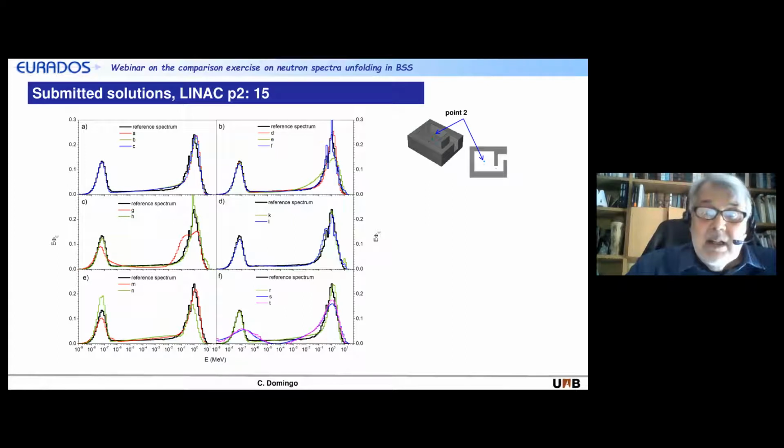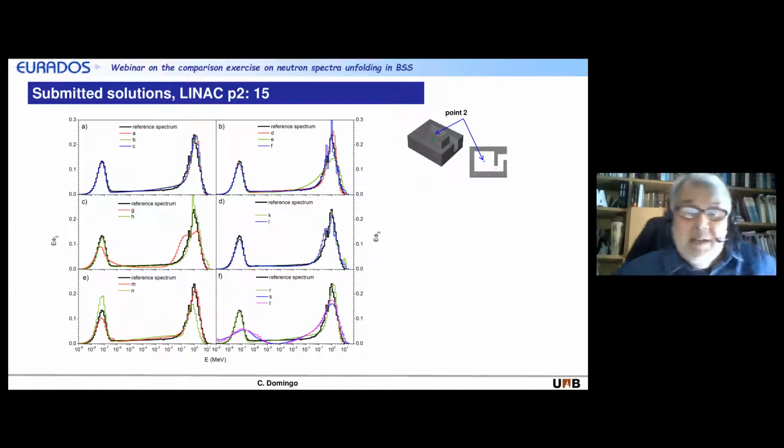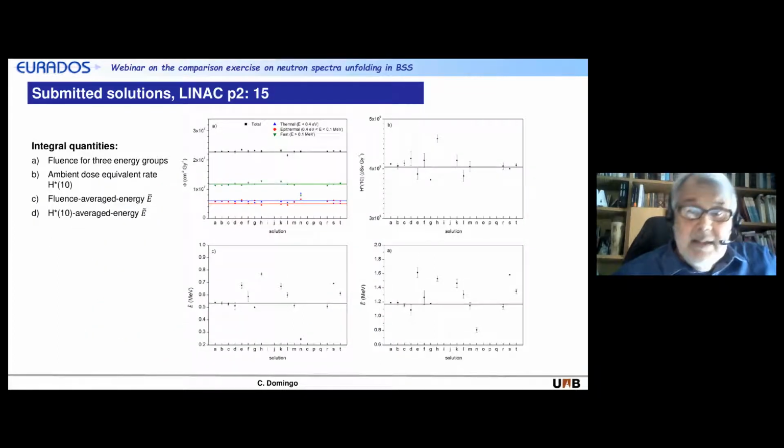Point 2, the agreement is a little bit better than in point 1. The same users have spectra which are different from the reference ones, and again the same behavior here, but here the results for ambient dose equivalent are more fluctuating around the right level. So probably point 2, which is closer to the isocenter of the LINAC, was better treated by the unfolding process.